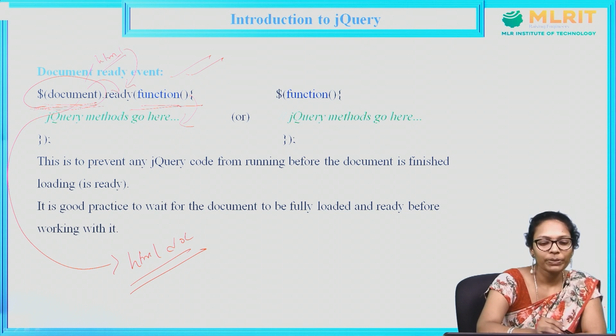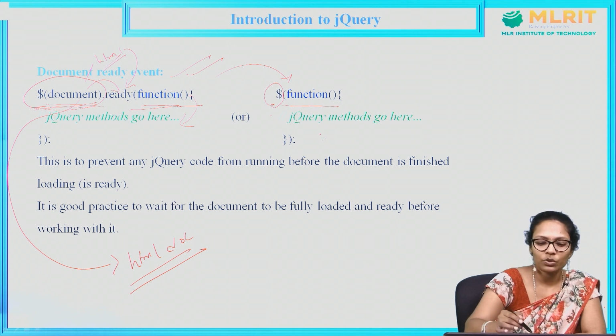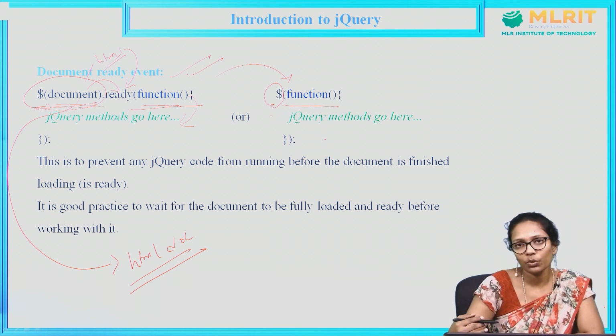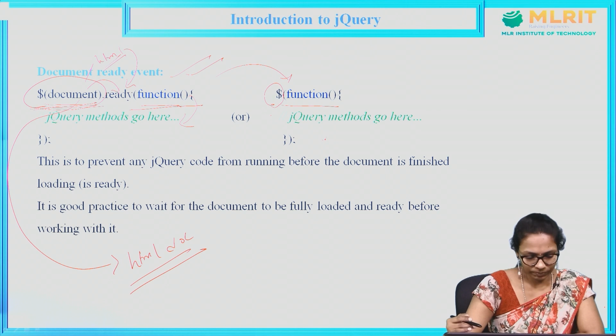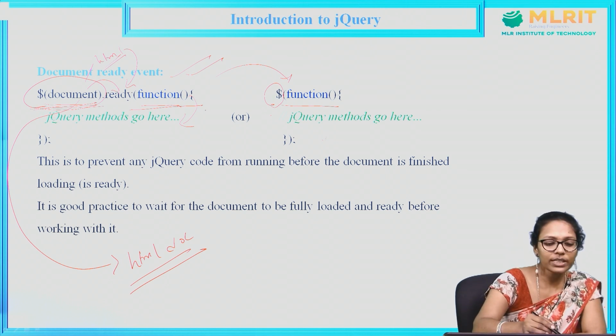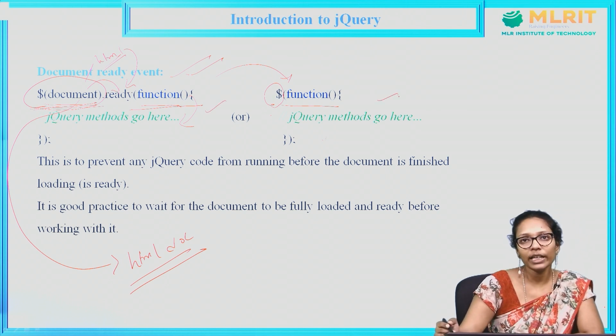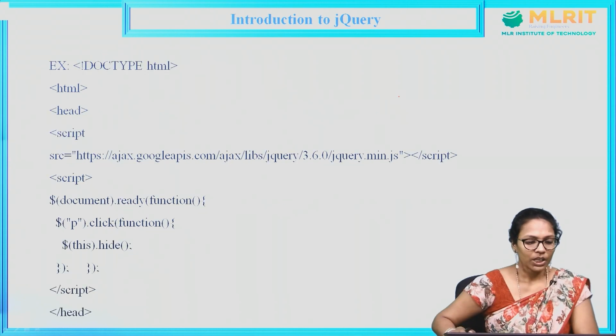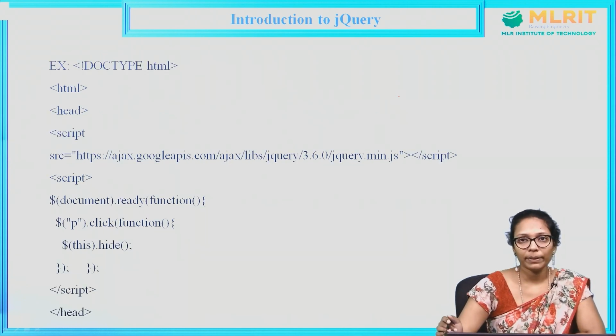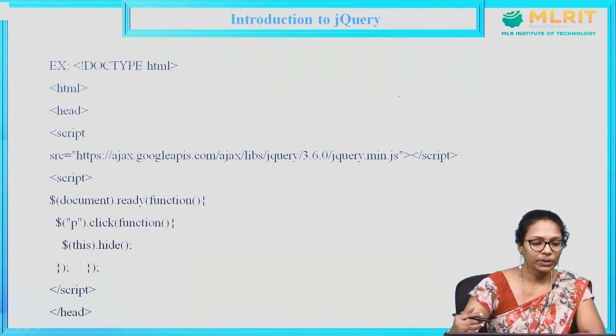This is one way. Otherwise, you can directly use the dollar symbol. The dollar symbol is an indication of jQuery, followed by the function. So this function will be executed by default, without any action. So these are the two cases you can use in your HTML application. Now, this is a basic example application which covers all these topics.